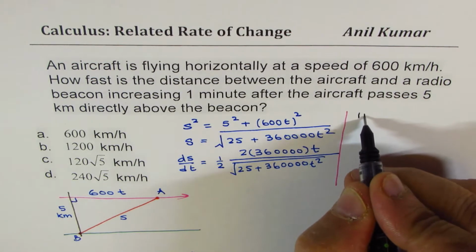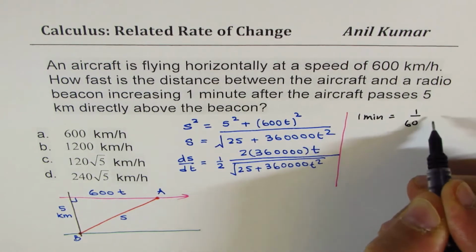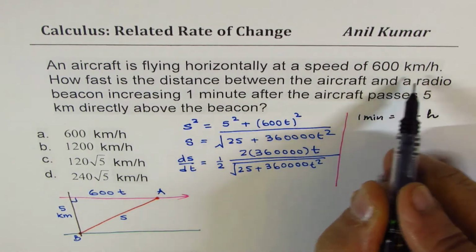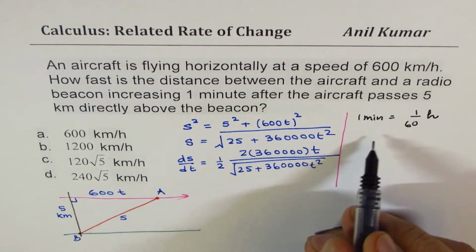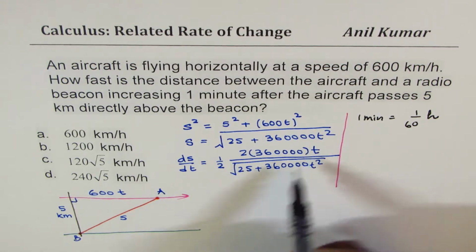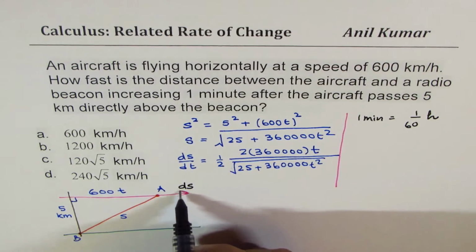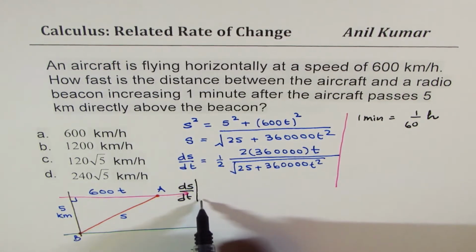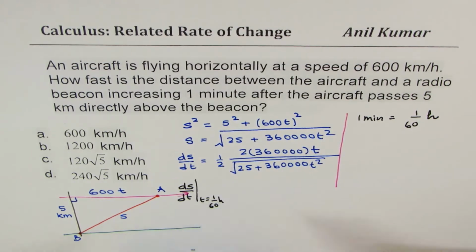1 minute means 1 over 60 hours, right? Because the units are kilometers per hour. So 1 minute is 1 over 60 hours. That is the time. At this time, we have to find the separation. So we can say ds/dt for t equals 1 over 60th of an hour is how much?